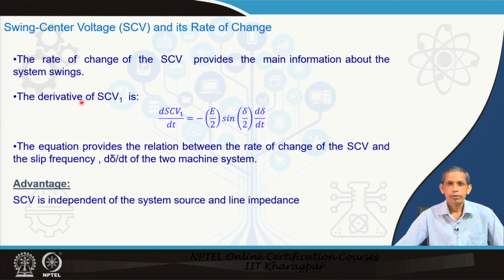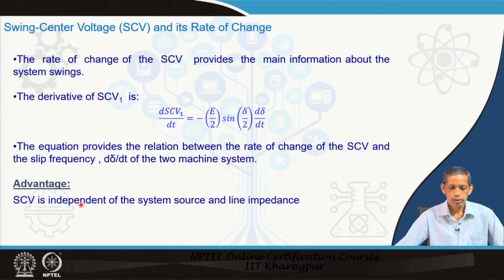What you do now is, with that swing center voltage SCV1, take the derivative of E cos delta by 2, and that gives us minus E upon 2 sin delta by 2 d delta by dt. So, this shows that the derivative of the swing center voltage is only in terms of the delta terms and the voltage. The equation provides the relation between the rate of change of swing center voltage and the slip frequency d delta by dt for the two machine equivalent system.